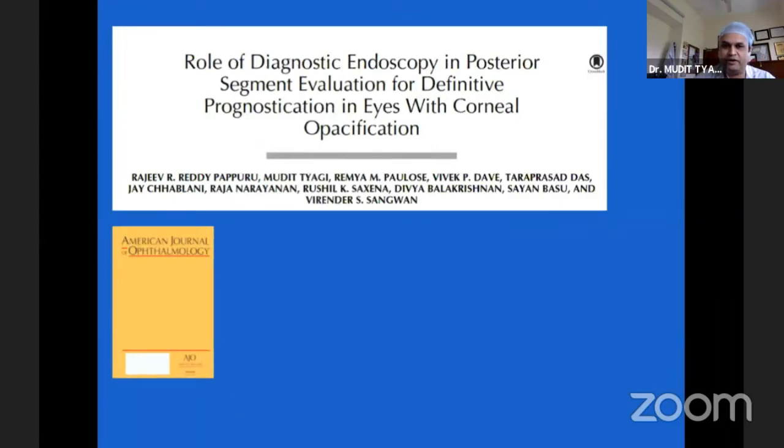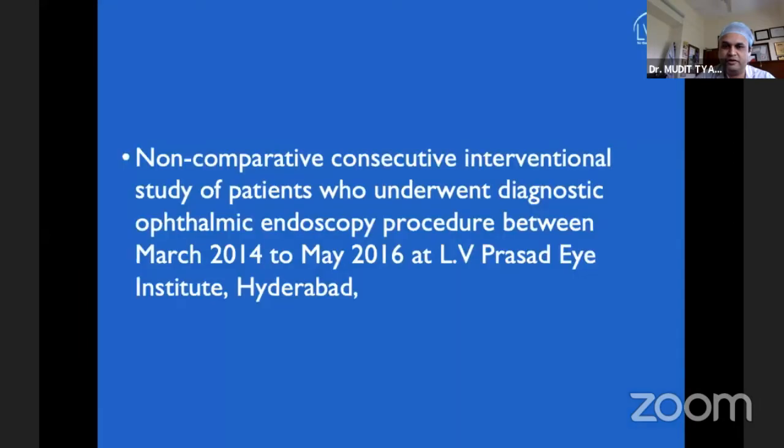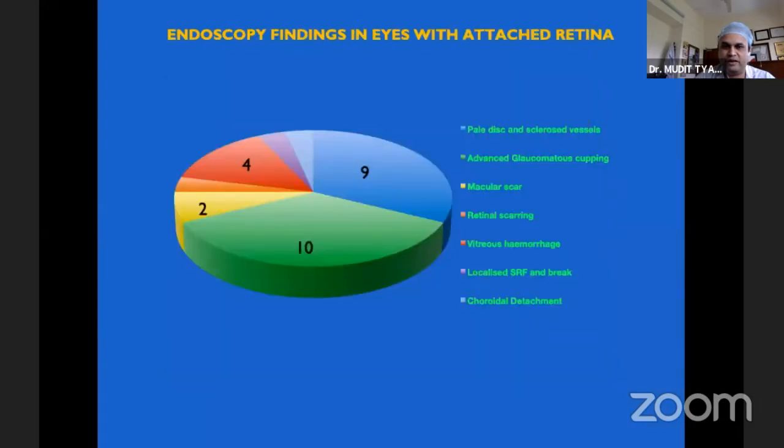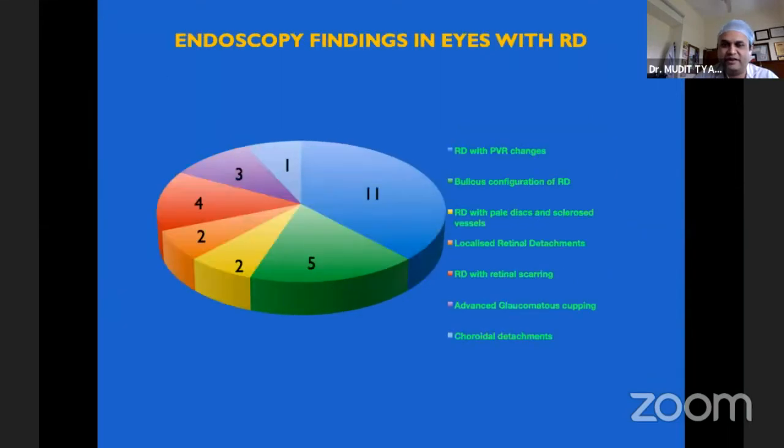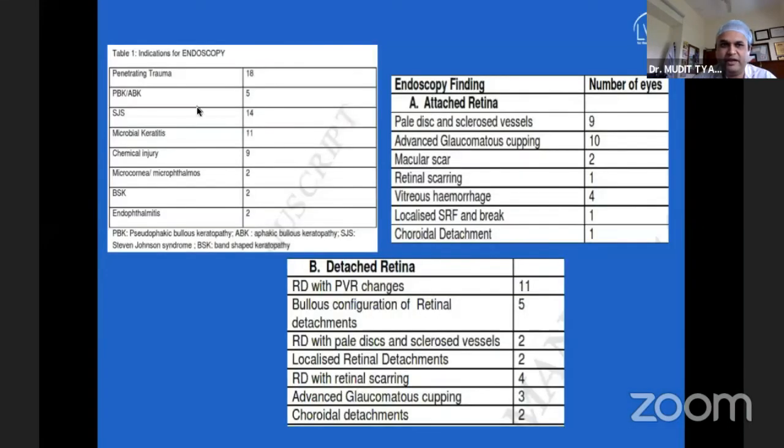Based on all of this, we also did a study where we tried to evaluate the effectiveness of endoscopy in posterior segment evaluation. And what we found was that in eyes with attached retina as well as in detached retina, we documented the findings. And we saw that in eyes with an attached retina, we were able to see pale disc and sclerosed vessels in 9 cases, advanced glaucomatous cupping in 10 cases.